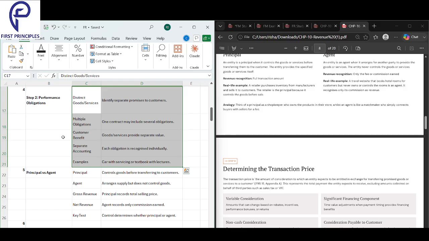Goods and services provide a separate value. One contract may include several obligations. Within one contract, there can be several obligations.